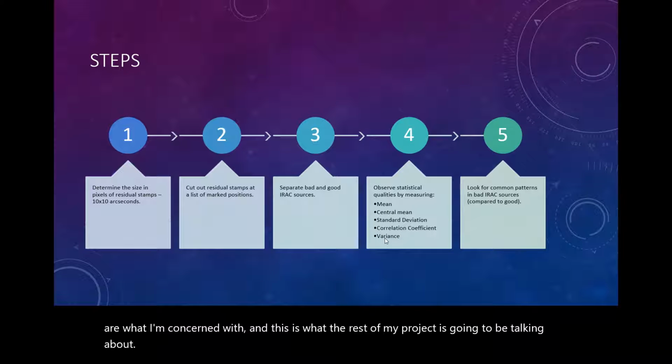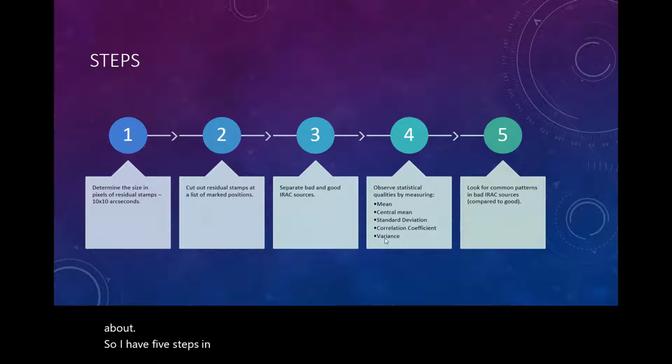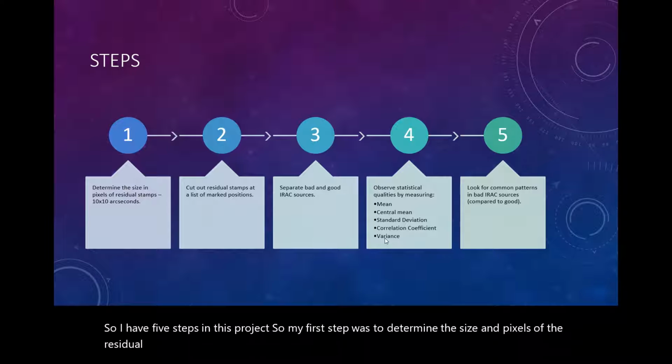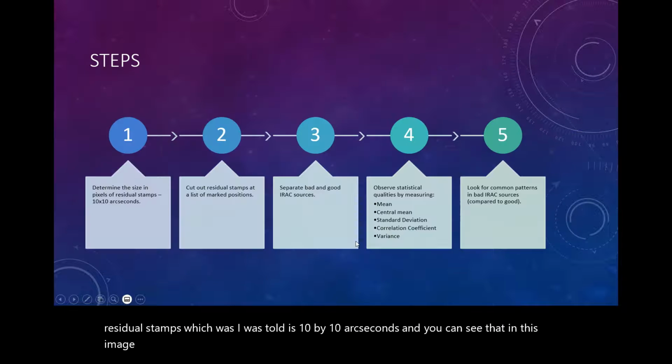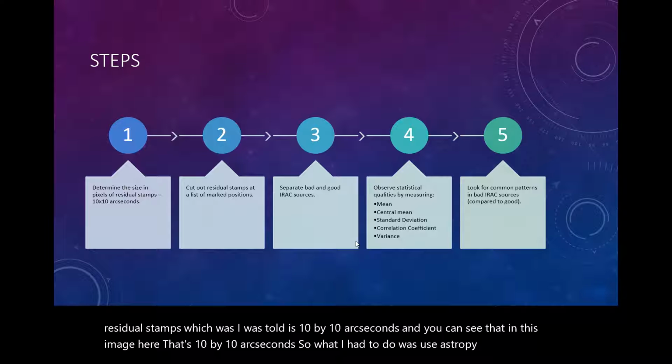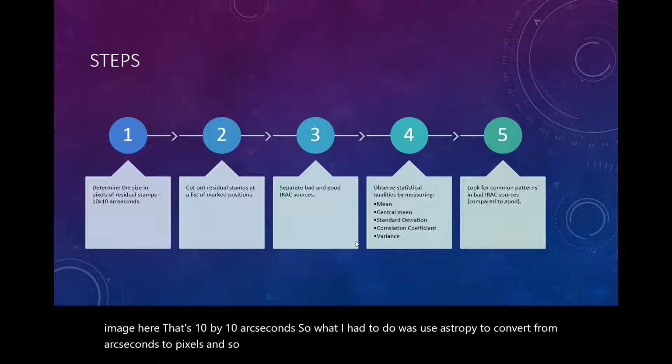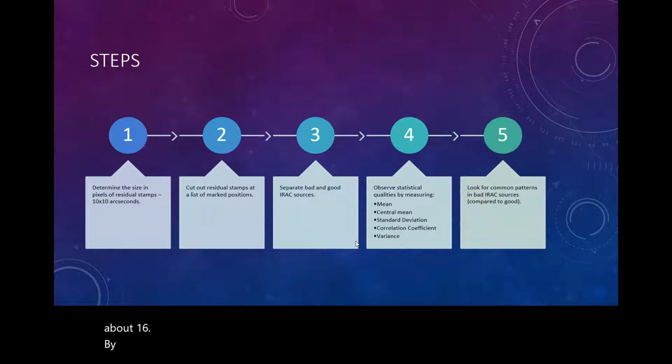So I have 5 steps in this project. My first step was to determine the size in pixels of the residual stamps, which I was told is 10 by 10 arc seconds, and you can see that in this image here. So what I had to do was use AstroPy to convert from arc seconds to pixels. And so essentially what I ended up finding is my stamps need to be about 16 by 16 pixels.